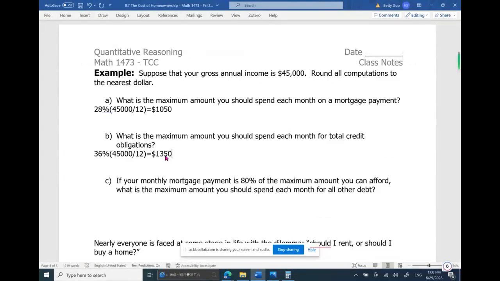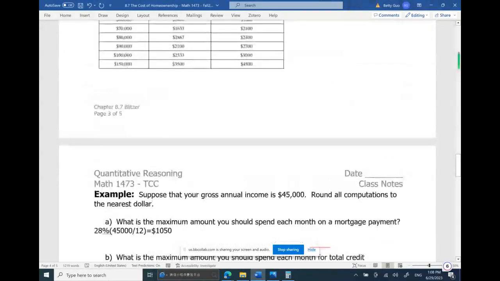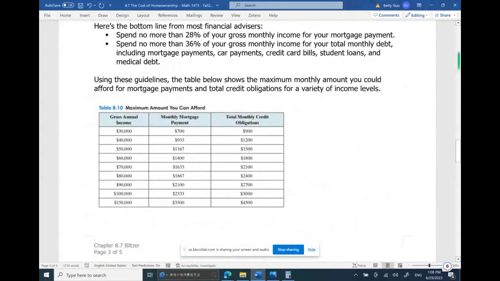That means you only have 300 to spend on other debts. 300 on other debts. That's probably not enough, to be honest. But that's what we have. I can double check by using another method.